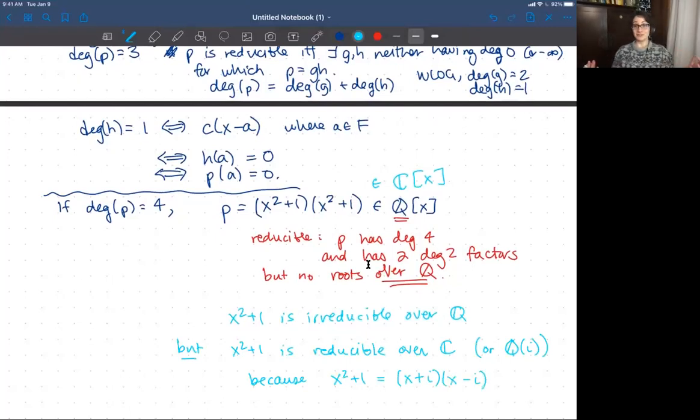Now we needed to get a bigger field so that we could reduce it all the way down to degree 1 factors, but the fundamental theorem of algebra says over the complex numbers, any polynomial is going to reduce down to things with degree 1 factors. So there really are no irreducible polynomials of degree greater than 1 over the complex numbers. It's really working over the real numbers or the rational numbers where we have irreducibles of higher degree.